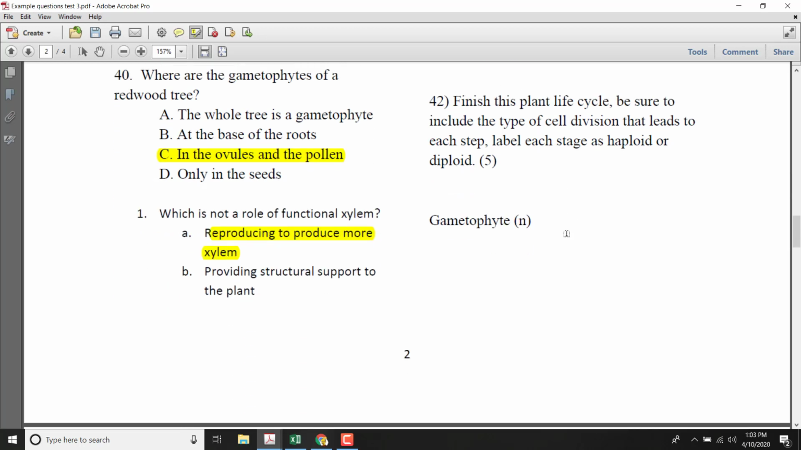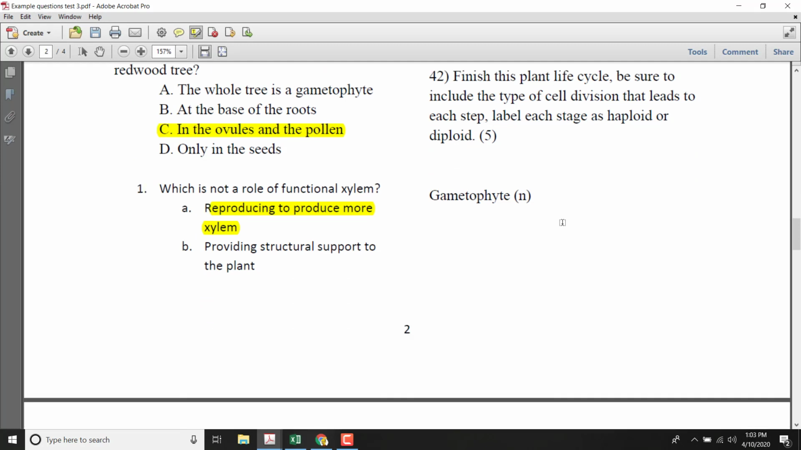Finish this plant life cycle. I'm going to let you do that one on your own. You should be able to do that without looking at any notes, but if you need to look at notes to get started, knock yourself out.